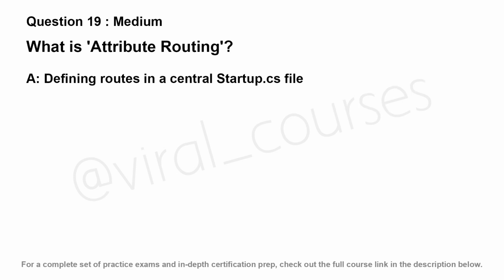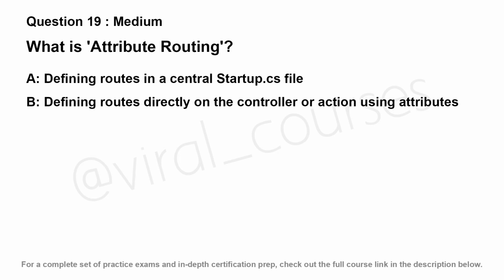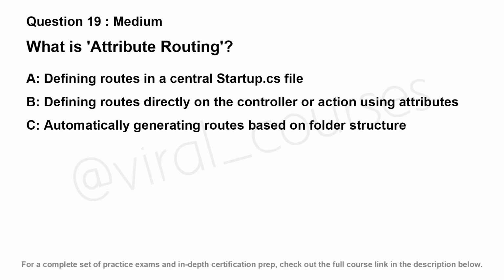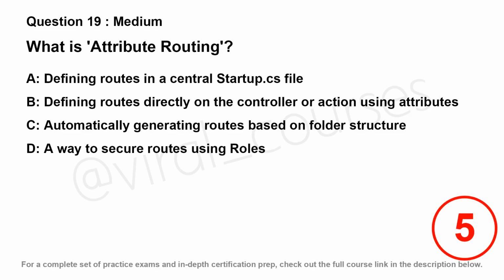What is attribute routing? Option A, defining routes in a central Startup.cs file. Option B, defining routes directly on the controller or action using attributes. Option C, automatically generating routes based on folder structure. Option D, a way to secure routes using roles.